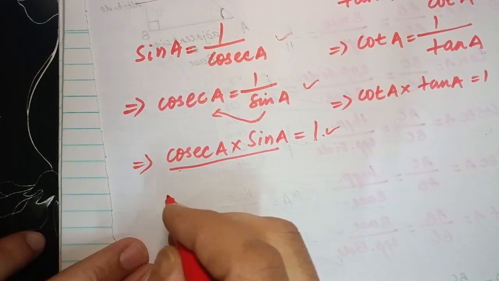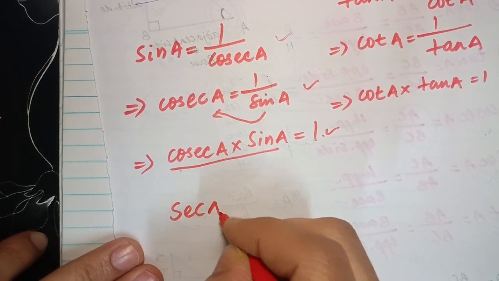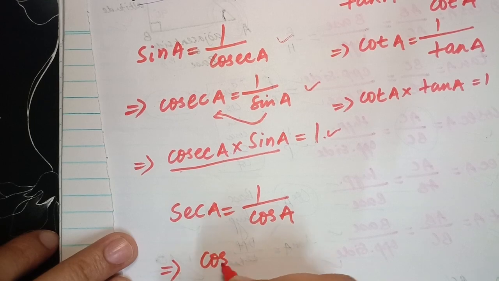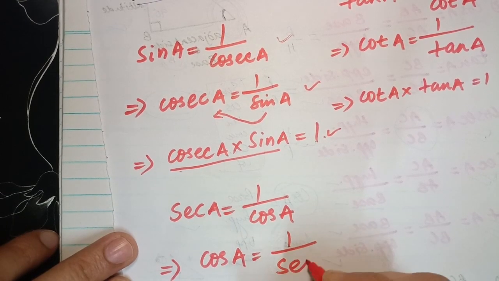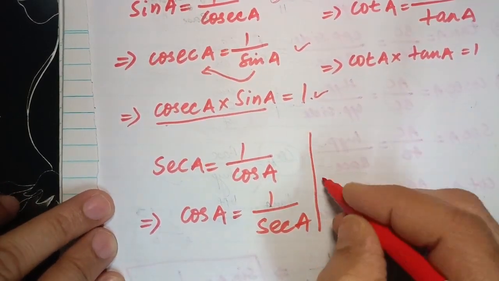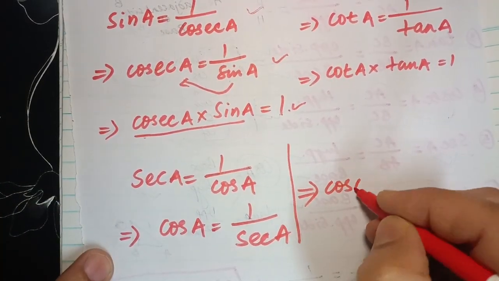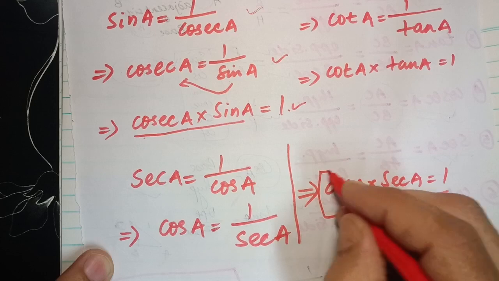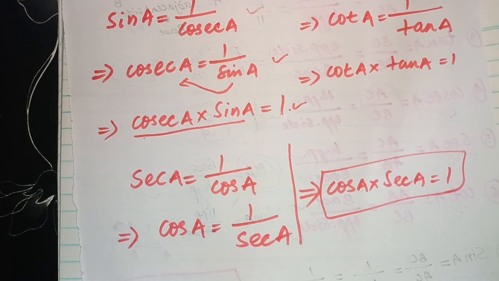Now one more ratio is there. Which one? Sec A. Sec A can be written as 1 by cos A, or cos A can be written as 1 by sec A. So ultimately you can draw a conclusion that cos A into sec A will give us 1. These are the three possibilities that you will find in a ratio between sec and cos. Similarly, sine and cosec, tan and cot. These three are interchangeable. Now let us come to one question. Let us solve one question, then you will understand more.